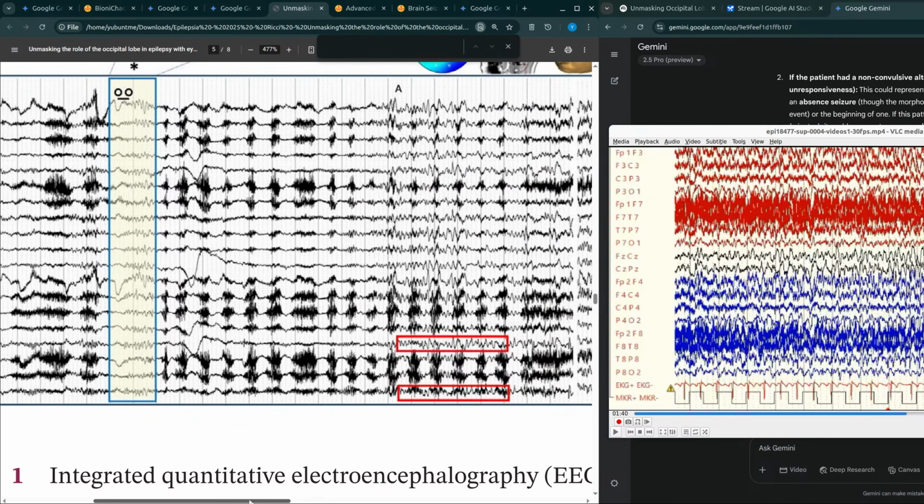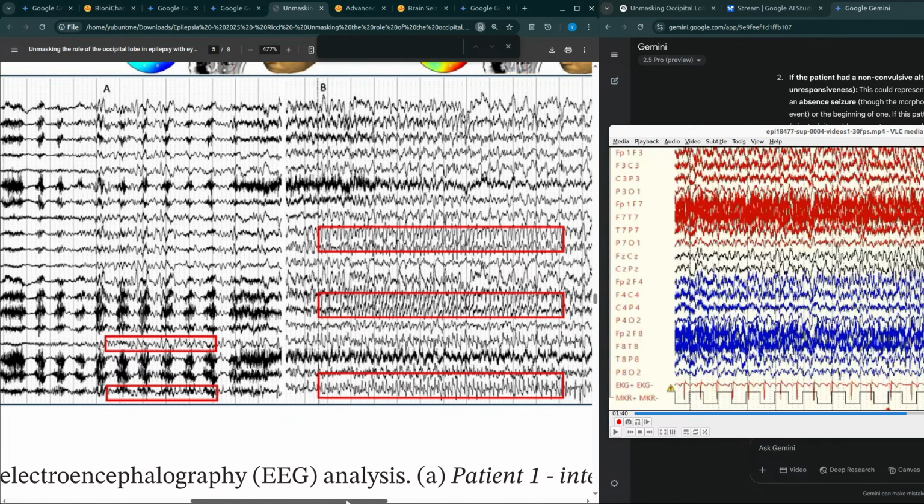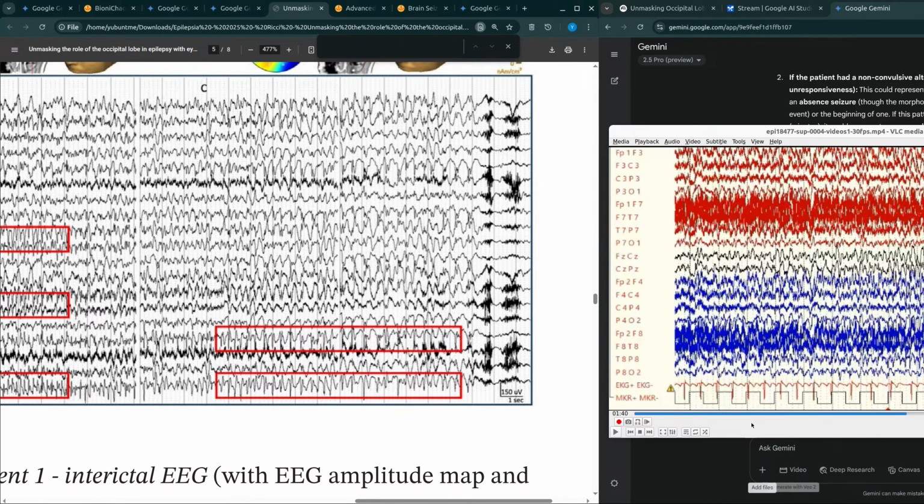And interestingly, they were often bilateral, showing up on both sides of the back. They did see some focal discharges elsewhere too, but the posterior activity was really prominent. So not only were focal discharges common, but they were kind of clustering right there in the occipital area.